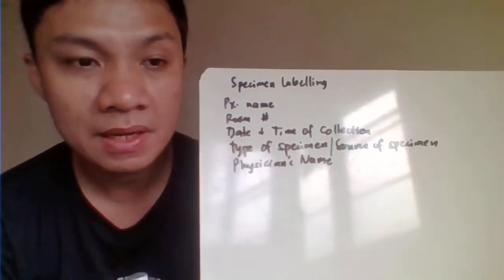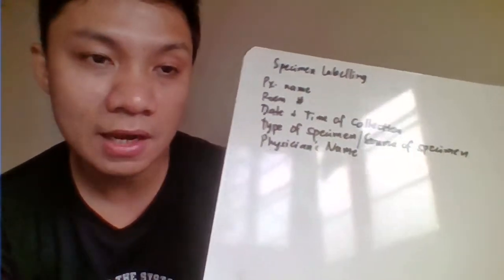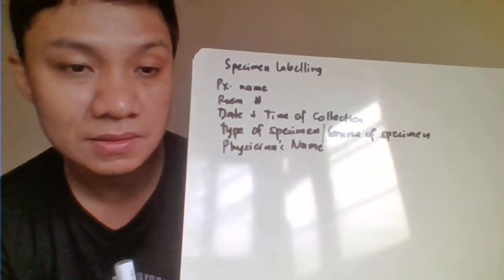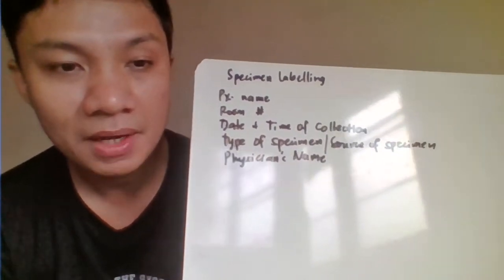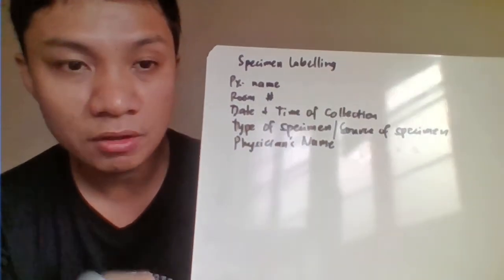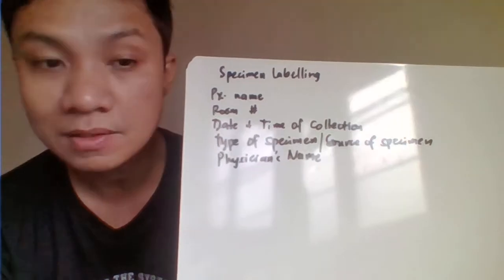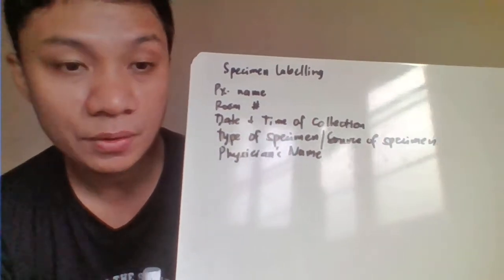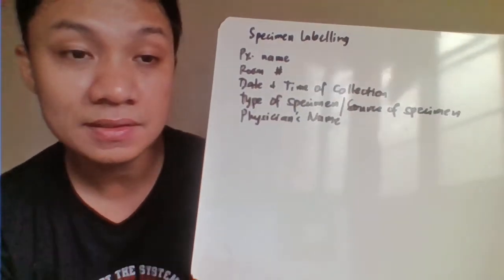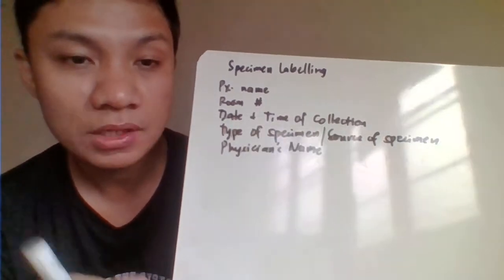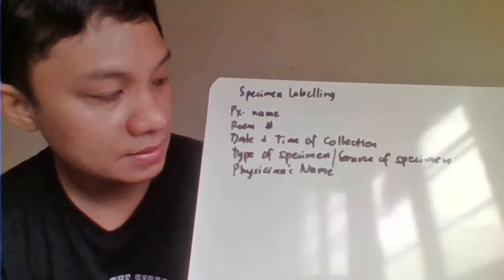Ideally, all specimens should be transported to the laboratory within 2 hours of the collection process, especially if it is unpreserved. But if your specimen has been put in transport media, which usually contains a preservative, there could be a delay in the transport of the specimen. But ideally, it should be transported within 2 hours of collection.